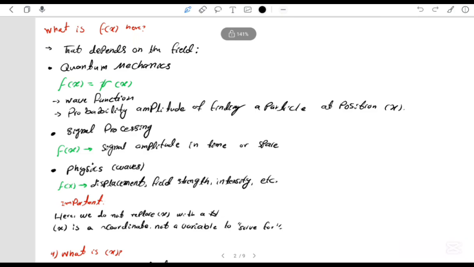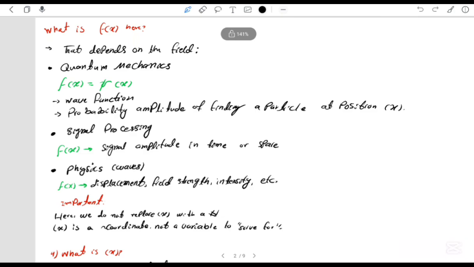So in quantum mechanics, f of x is psi of x, right? It's a wave function, a probability amplitude of finding a particle at position x. In signal processing, f of x is signal amplitude in time or space. In physics, it's a wave: displacement, field strength, intensity, etc.